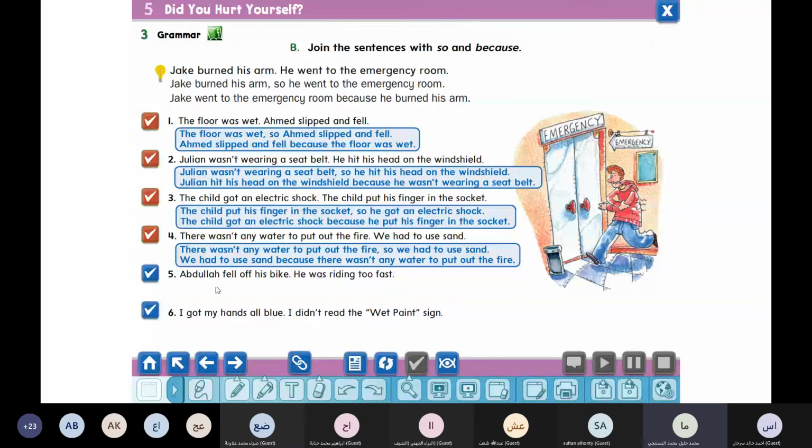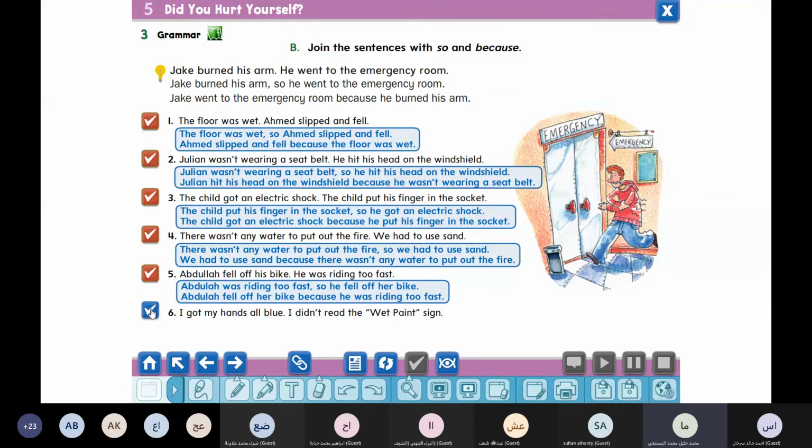Number 5. Abdullah fell off his bike. He was riding too fast. Abdullah fell off his bike because he was riding too fast. Good. Abdullah was riding too fast, so he fell off his bike. Abdullah fell off her bike or his bike. Here we have a wrong word. It is written here her. It is his, not her, because he was riding too fast.